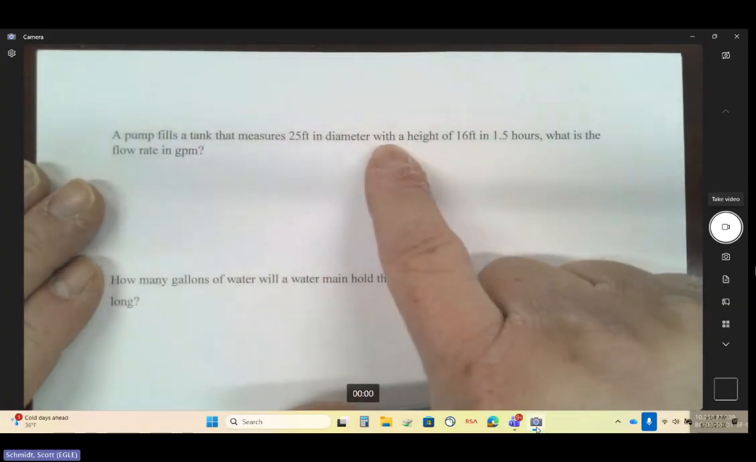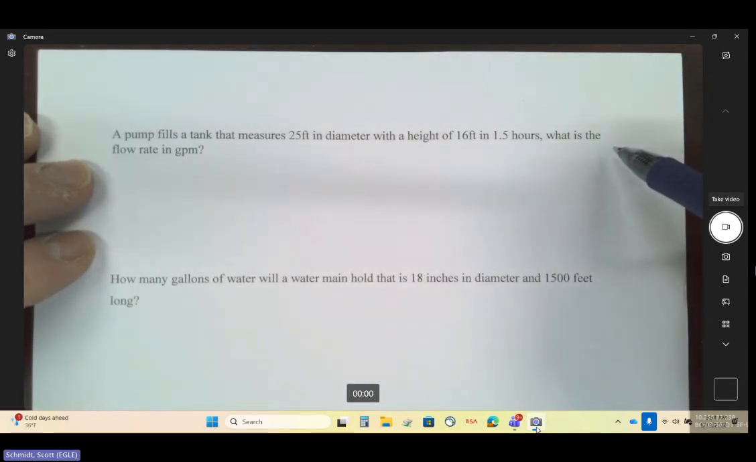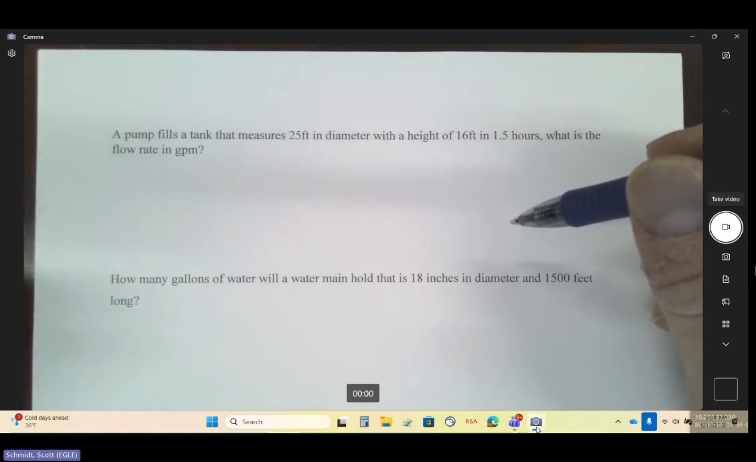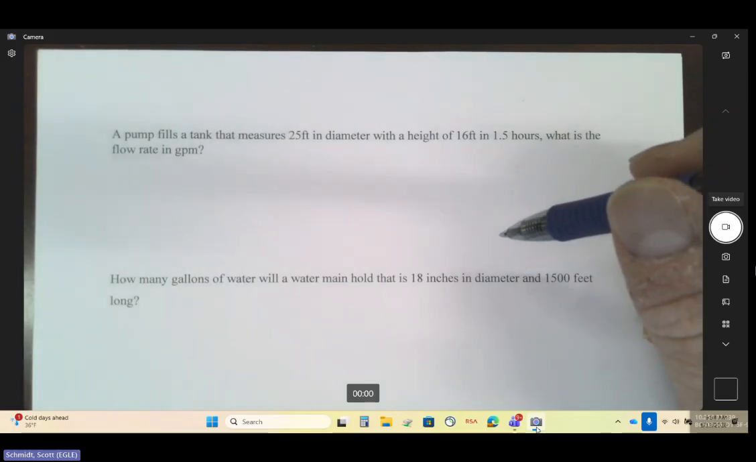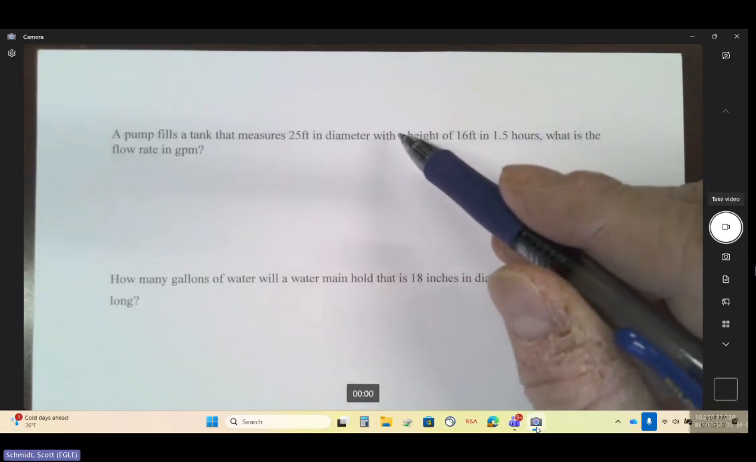A pump fills a tank that measures 25 feet in diameter, with a height of 16 feet, in 1.5 hours. What is the flow rate in gallons per minute? A lot of people try to figure out, oh man, what is my fill rate for this? There is a way of doing this, and there's a math formula for it, and flow rate is given to you. You just don't realize it.